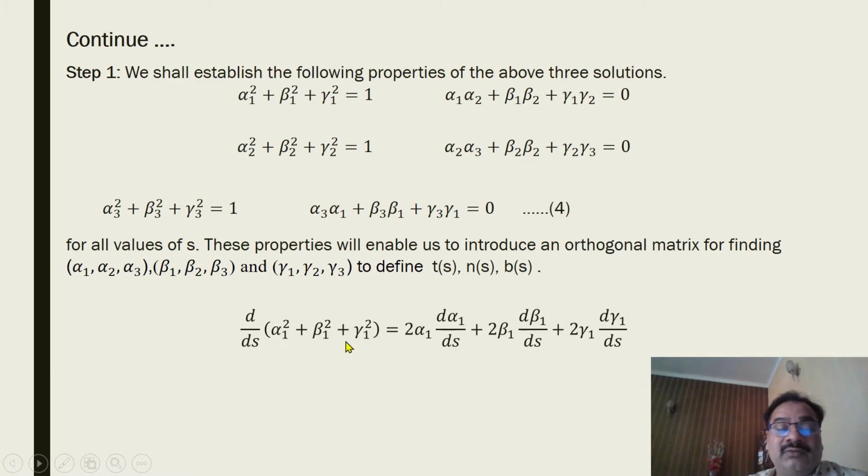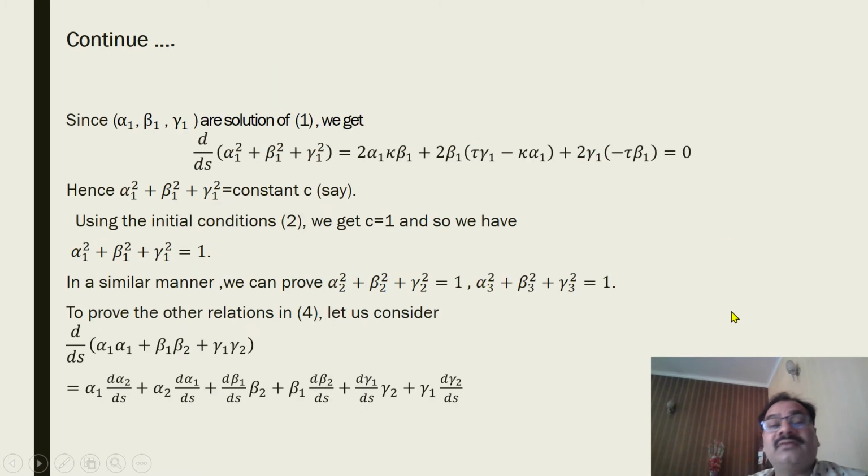alpha 1 square plus beta 1 square plus gamma 1 square may be written as 2 alpha 1 d alpha 1 by ds plus 2 beta 1 d beta 1 by ds plus 2 gamma 1 d gamma 1 by ds. Since alpha 1, beta 1, gamma 1 are solution of equation 1, we get this expression, and after this simplification you will get here 0. Hence alpha 1 square plus beta 1 square plus gamma 1 square is constant.